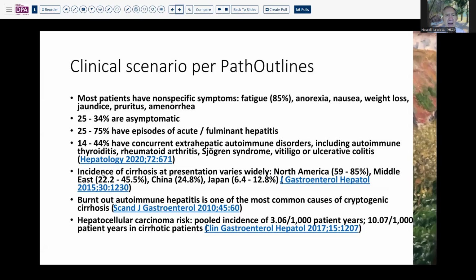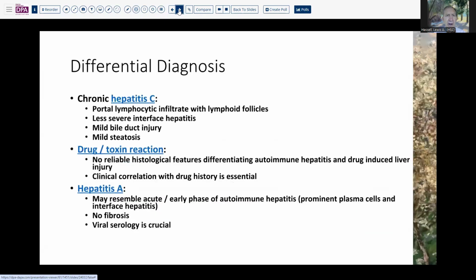And in fact, and unfortunately, this is a cause of cryptogenic cirrhosis because many patients will have cirrhosis already present at the time of presentation. In fact, in North America, this is one of the most frequent causes of cryptogenic cirrhosis. In terms of future cancer risk, these patients do have an elevated risk of hepatocellular carcinoma as compared to other patients without autoimmune hepatitis.